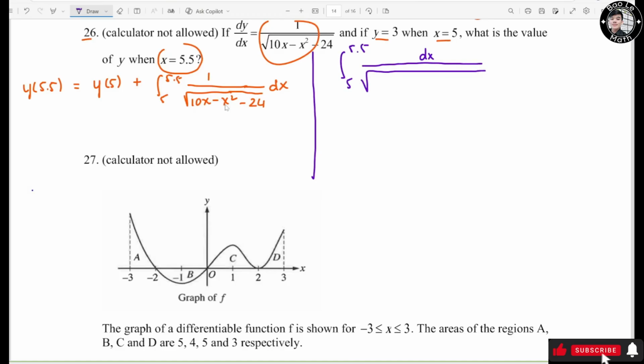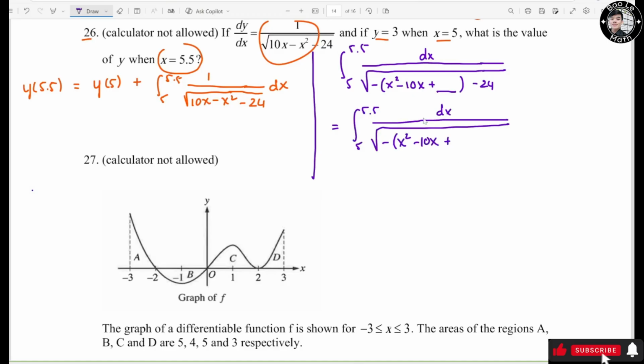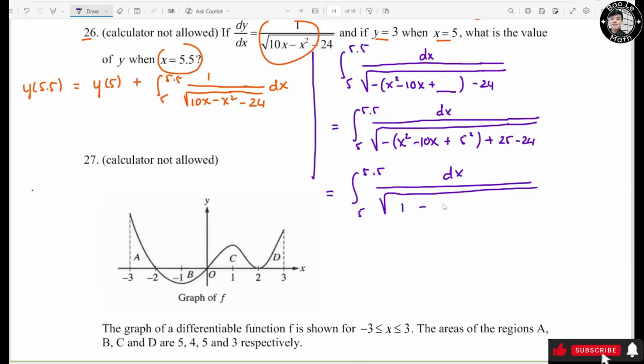Now I'm going to factor the negative sign out so that I can complete the square. So this guy turns out to be the integral from 5 to 5.5 of ds over the square root of. In order to find the missing term right here, I'm going to take the middle term, 10, divided by 2 and square it. So it's 5 squared. I literally subtract 25, so I need to add 25. Subtract 24, so it's going to be 1 minus (s minus 5) all squared.